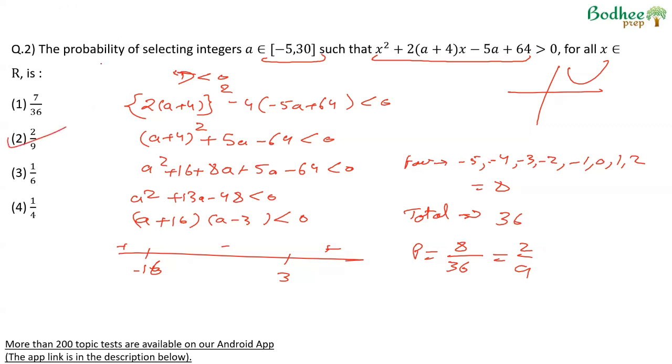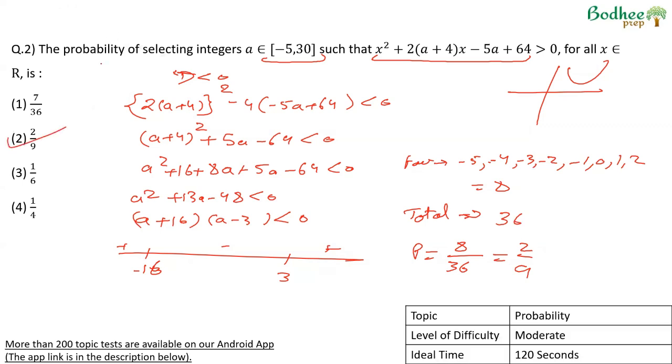I will call it a moderate question because a quadratic has to be solved, and then overlapping cases have to be counted, maybe 2 to 2.5 minutes to solve.